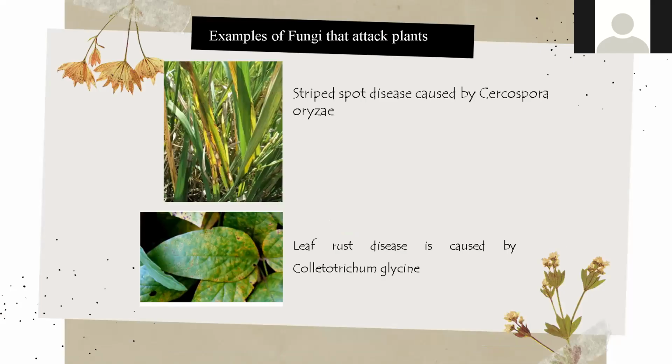Examples of fungi that attack plants. First, striped spot disease caused by Cercospora oryzae. Second, leaf rust disease caused by Colletotrichum.